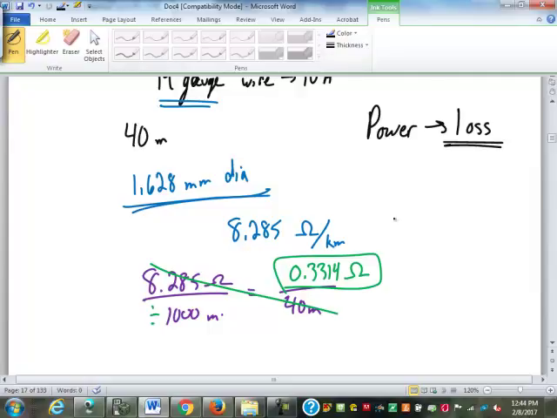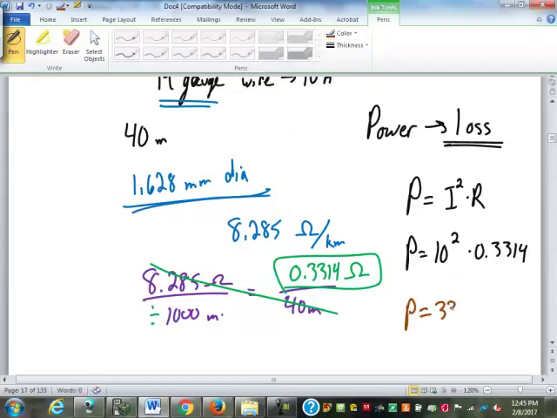Okay, so now from here, how do we find the power loss? Well, power is equal to current times voltage, but if we don't know the voltage, it's current squared times resistance, correct? So the power loss here is 10 amps squared times 0.3314. So our power is going to be 33.14 watts lost in the wire.